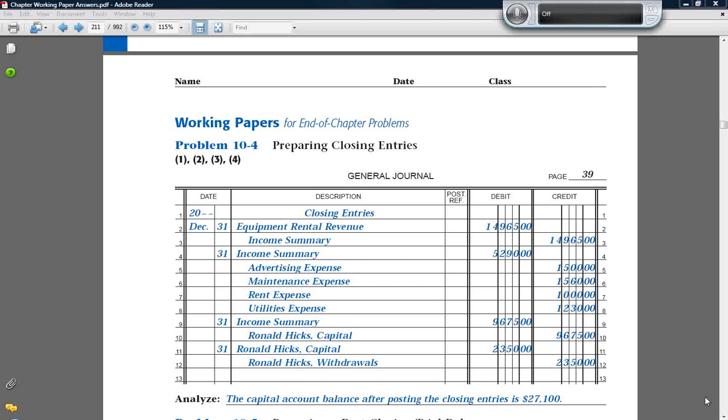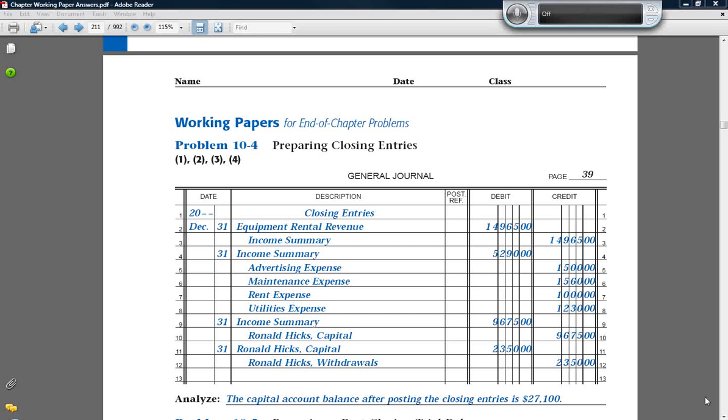I know I'm going to debit income summary for the total of my expenses to make sure my debits equal my credits. So I debit income summary $5,290, credit advertising expense $1,500, maintenance expense $1,650, rent expense $1,000, utility expense $1,230. That closed our debit expense accounts into income summary.